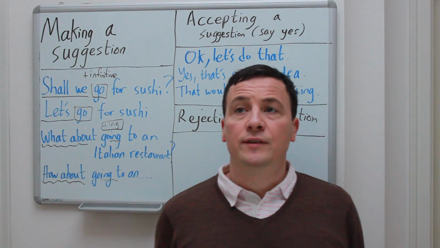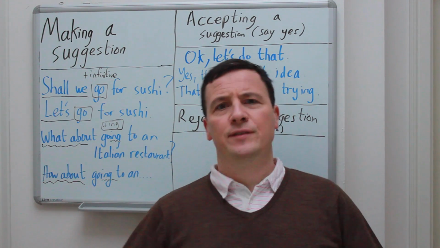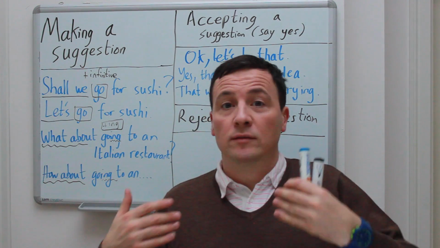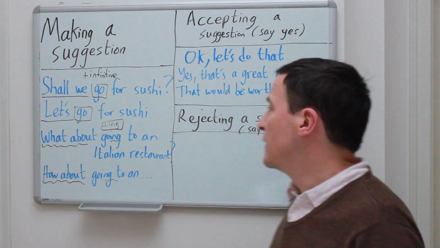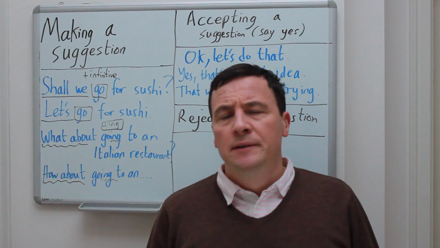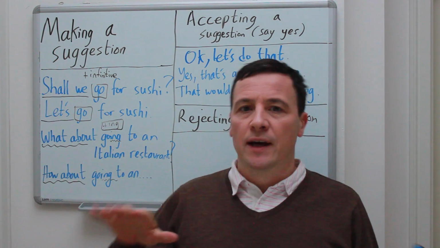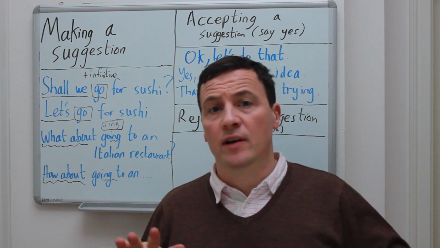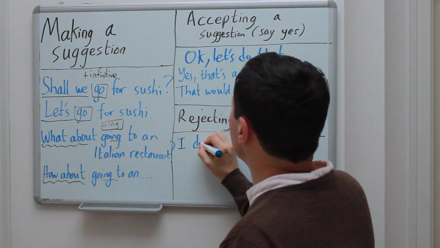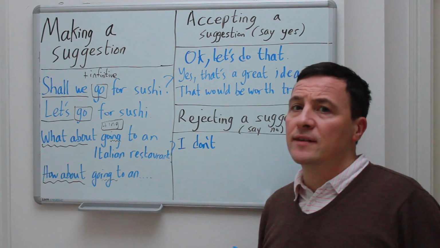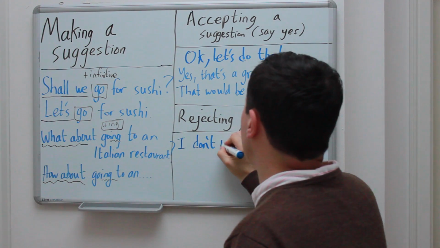What about if you want to reject the suggestion? If you want to say no, I don't want to do that, that's a terrible idea. Well, you shouldn't say what I just said, but what you can say is, for example, I don't really like that idea. And again, the intonation as always is very important. You can say I don't like that idea, or really makes it a little bit softer. I don't really like that idea.